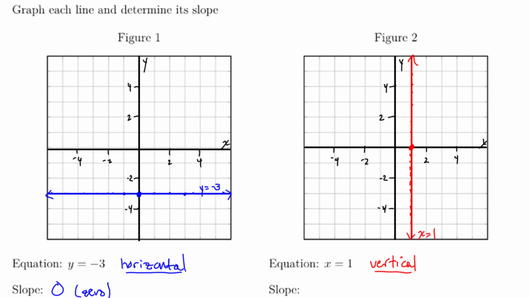The last thing I want to do is find that slope, and the slope of that vertical line is undefined. If I tried to take 2 points and calculate rise over run, I'd be trying to do division by 0 and it'd be undefined.